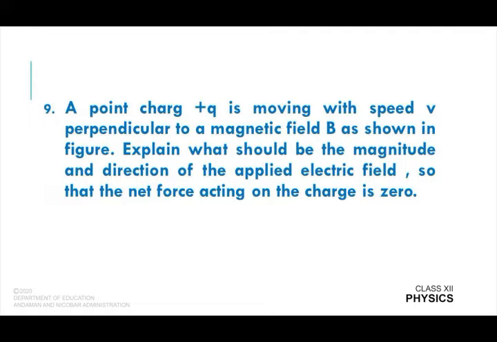Explain what should be the magnitude and direction of the applied electric field so that the net force acting on the charge is 0. So I am going to read it back. A point charge plus Q is moving with a speed V perpendicular to a magnetic field B as shown in the figure. Explain what should be the magnitude and direction of the applied electric field so that the net force acting on the charge is 0.